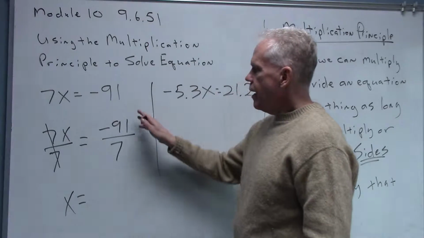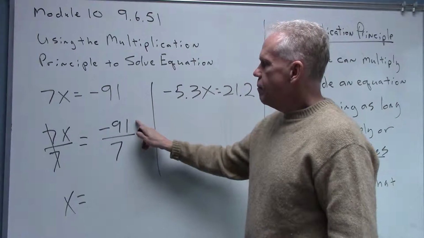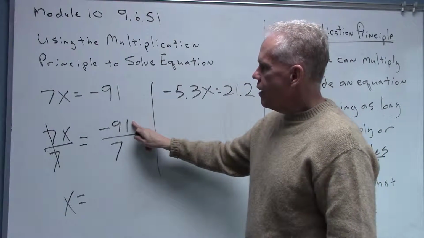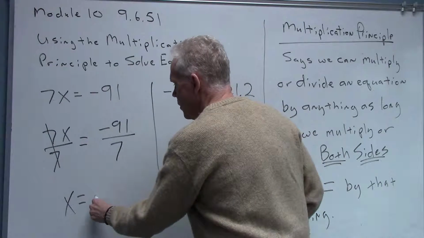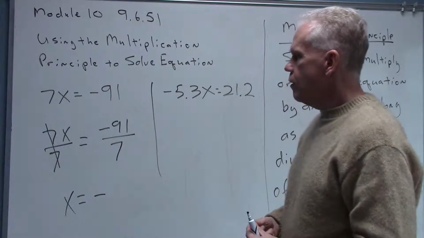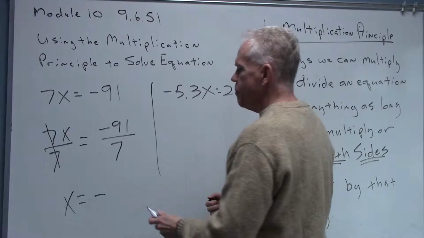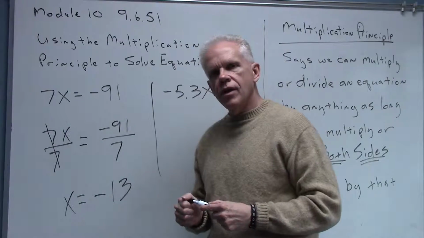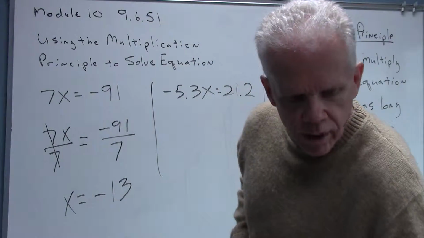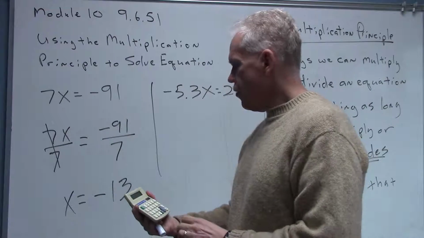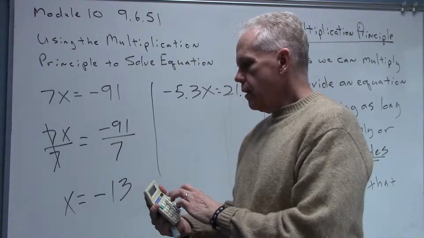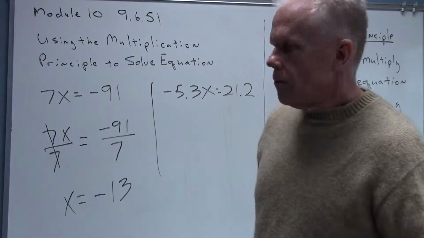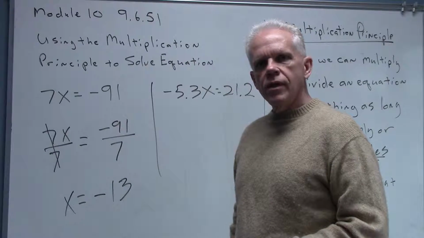I'm going to get x, and then I'm going to simply divide out my negative 91 divided by 7. We know a negative number divided by a positive number is going to give me a negative answer. And 91 divided by 7, I believe, is 13. So I believe my answer there is negative 13. I'm pretty comfortable with that. You can always pull out your calculator and do a quick check if you like. 91 divided by 7 equals, yep, it's 13. That's good.